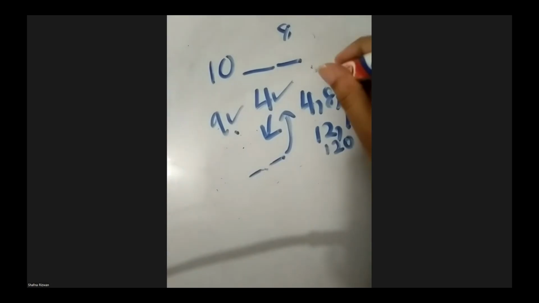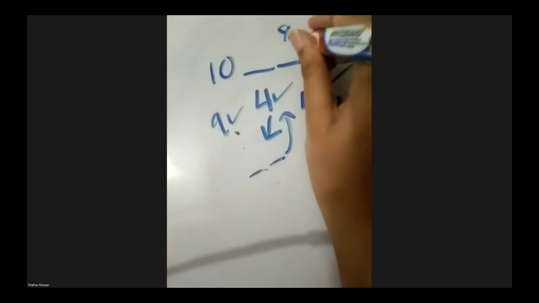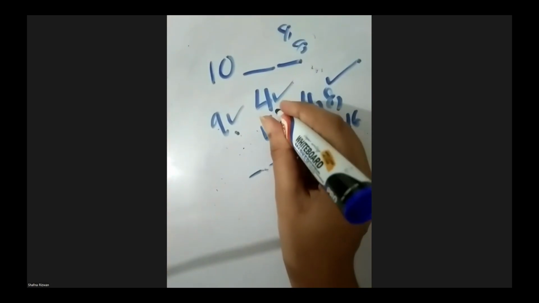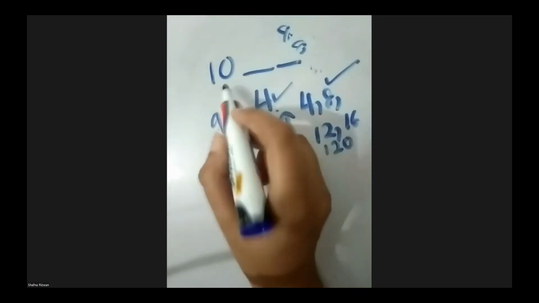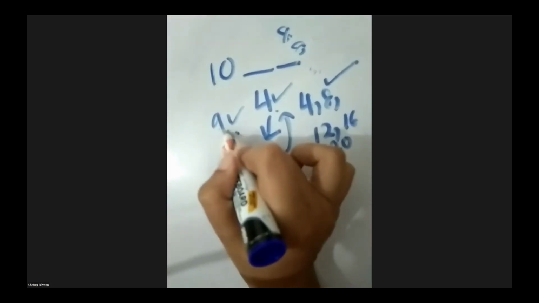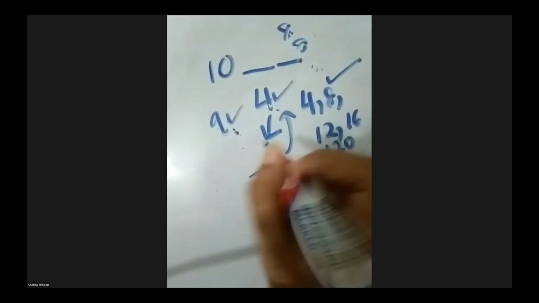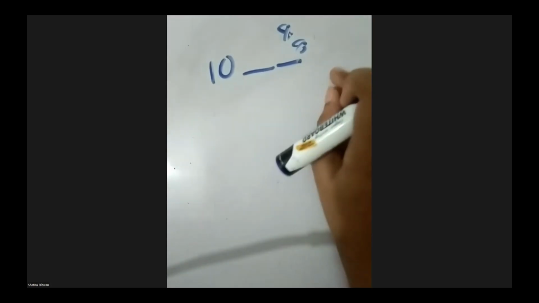But can I take 8? Yes, I can take 8. 8 is divisible by 4 also. If I put 8 here and add 1, I'll get 9. Then it is divisible by 9 also, and by 4 also. So 8 is the suitable digit. But they are asking for 2 digits, so what can I write? I can put 0 here and 8 here.